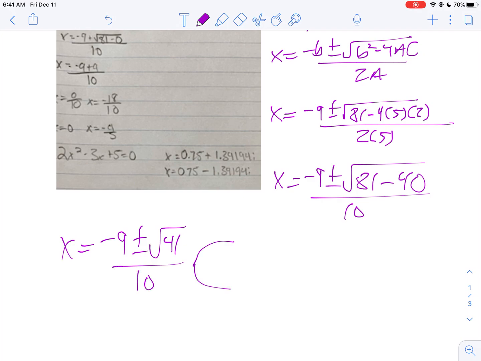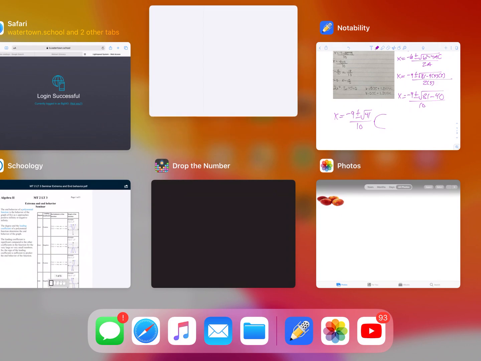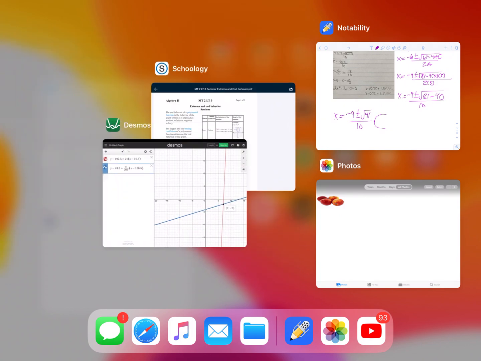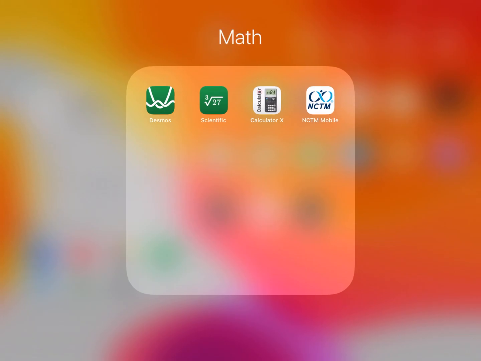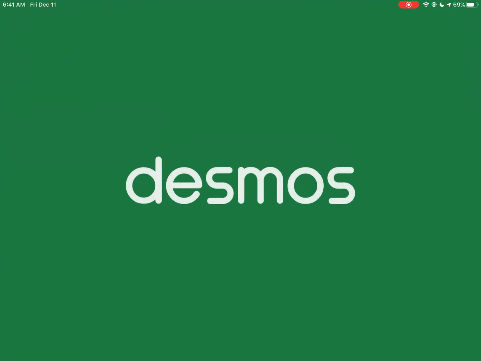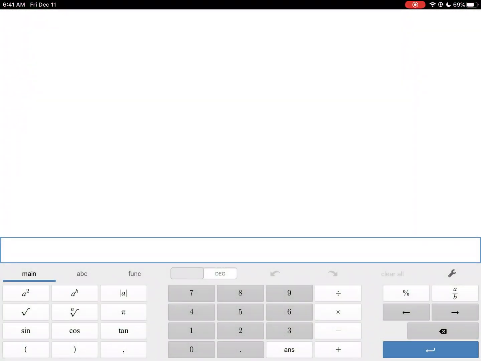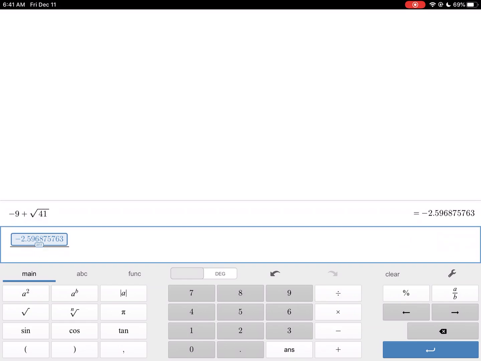So at this point, we're going to use our calculator. We're going to take negative 9 plus the square root of 41. Let me get a calculator out here. I don't want to use that powerful desk. I just want to use a scientific one. Okay, so we're going to go negative 9 plus the square root of 41. And then we're going to take that answer and divide it by 10. And you get negative 0.26.